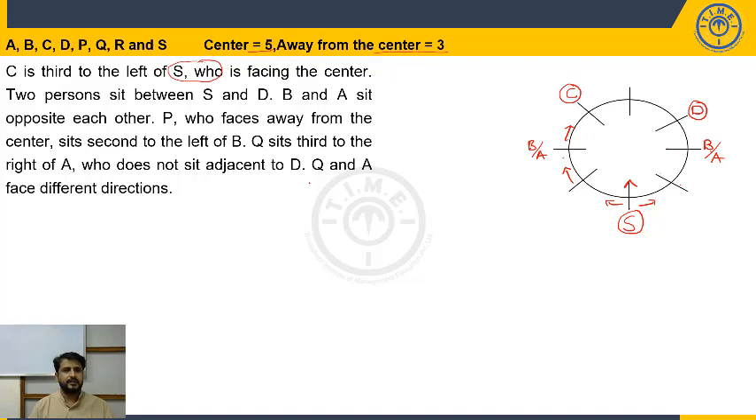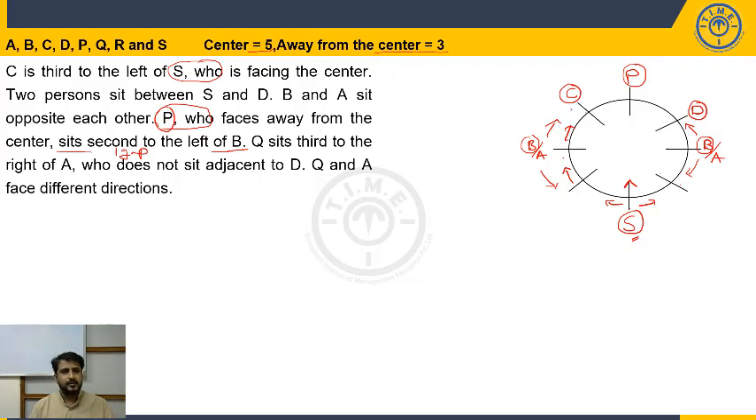P, who faces away from the center, sits second to the left of B. We do not know the position of B, and also we do not know the direction of B. But second to the left of B means how many gaps are required? 1 gap from B, and P will be there. Whether you assume B here or here, if I take 1 gap on this side, we already have S, so we cannot place P. So definitely that 1 gap has to be taken on the other side, and irrespective of B's position, this position will be given to P.